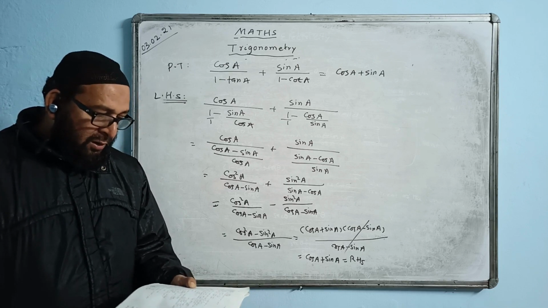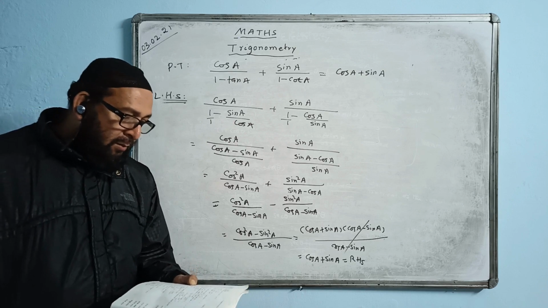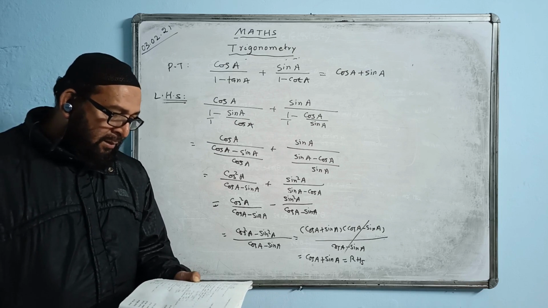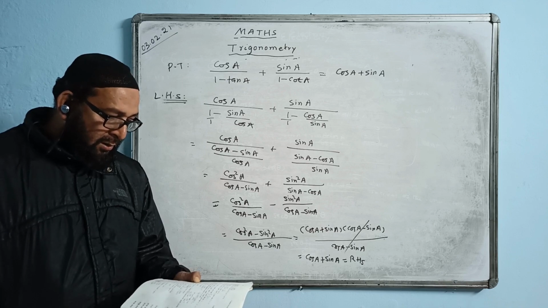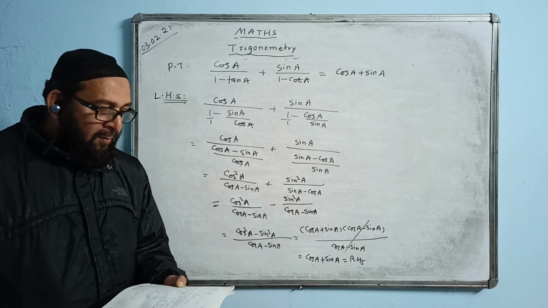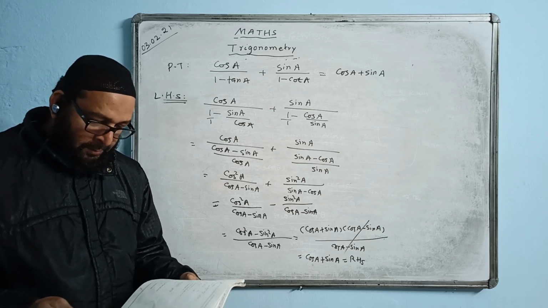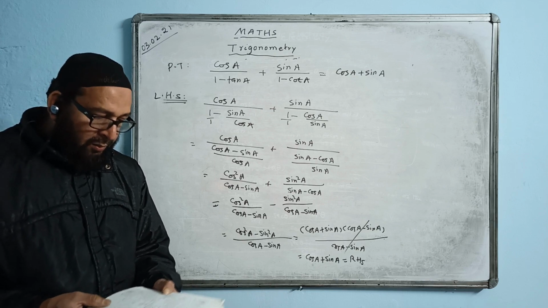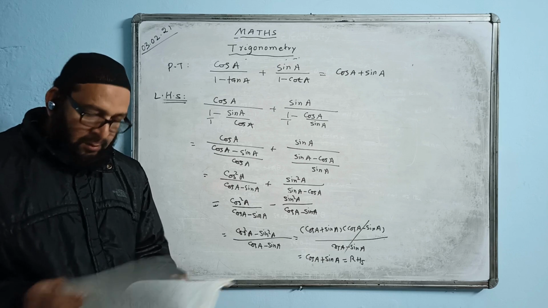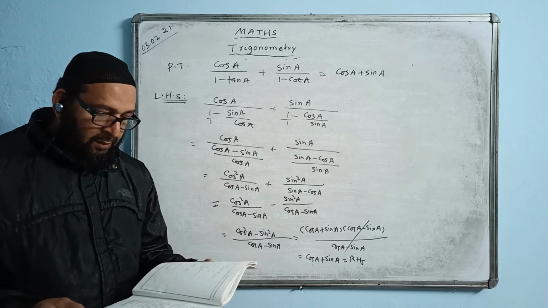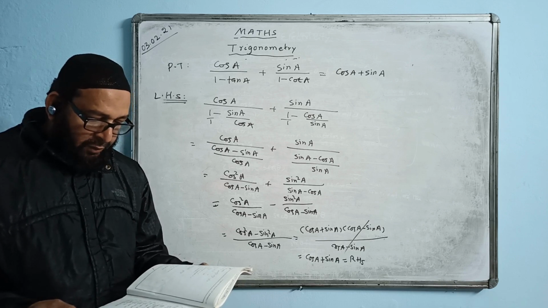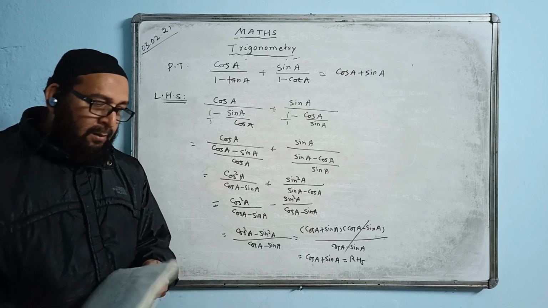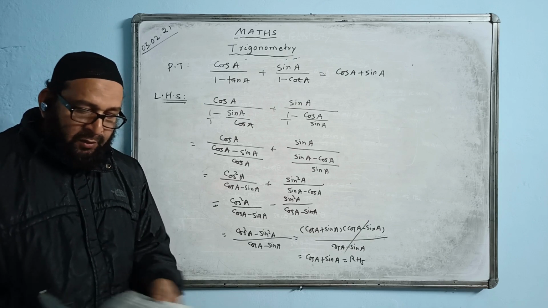Now try these questions at home, okay? Number 27, 28, 29, 30, 31, 32, 33, 34, 35. From number 27 to 35, all. Then question number 11, 12, 13, 14, 15. And after 35, what are the other numbers we have?